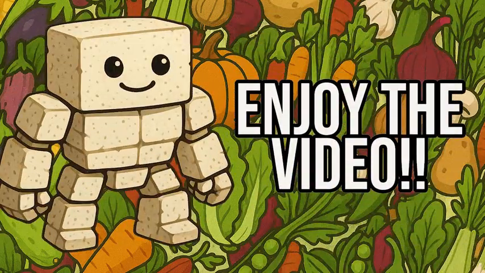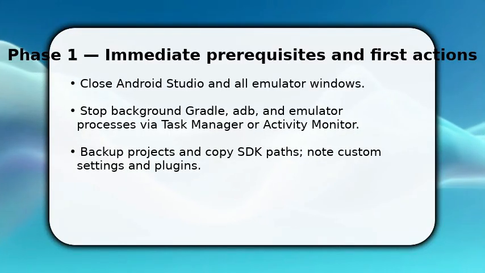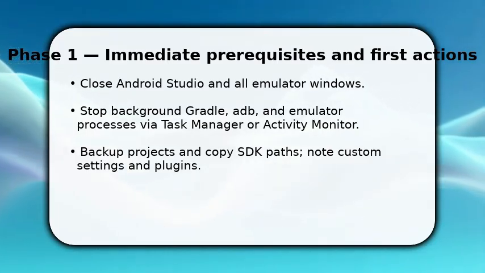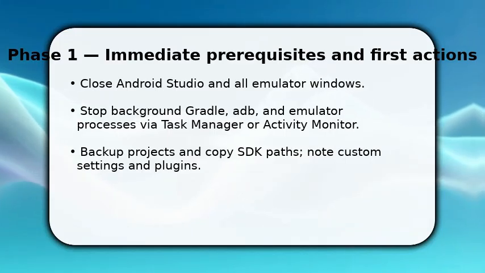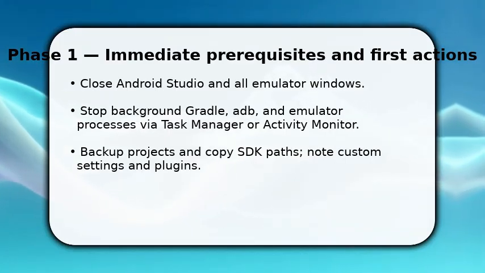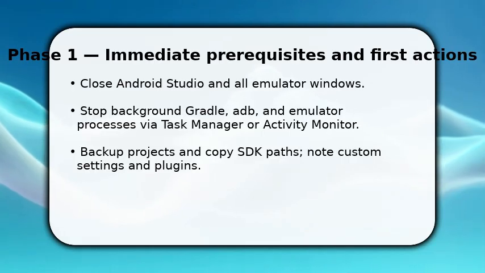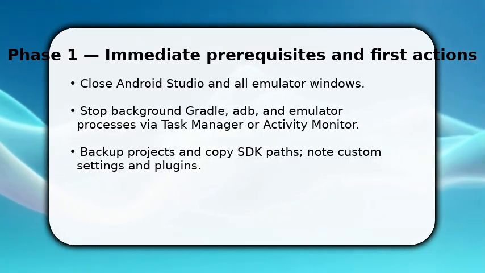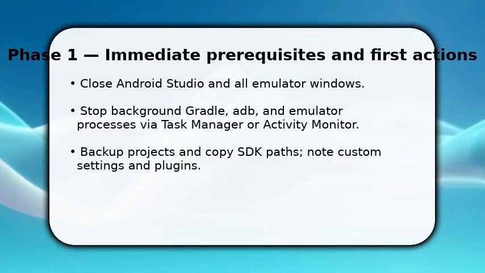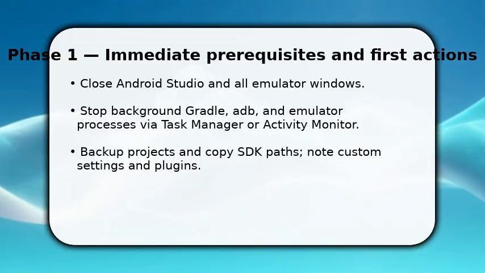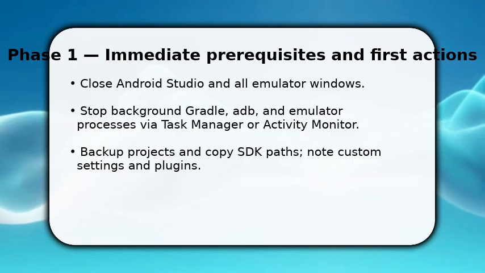Please enjoy the video. You start by stopping everything that can lock files. Quit Android Studio, then check Task Manager or Activity Monitor for adb, emulator, and Gradle processes and terminate them. Once done, make sure to back up your projects and export settings. This saves time if you reinstall later. Also note the SDK path and any custom SDK locations, because the uninstall will not always remove SDKs.